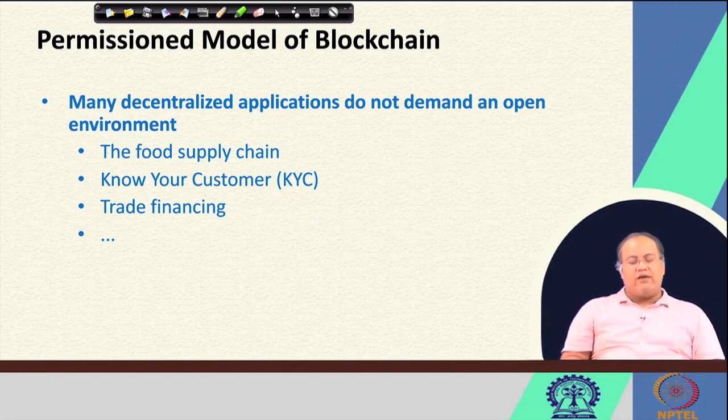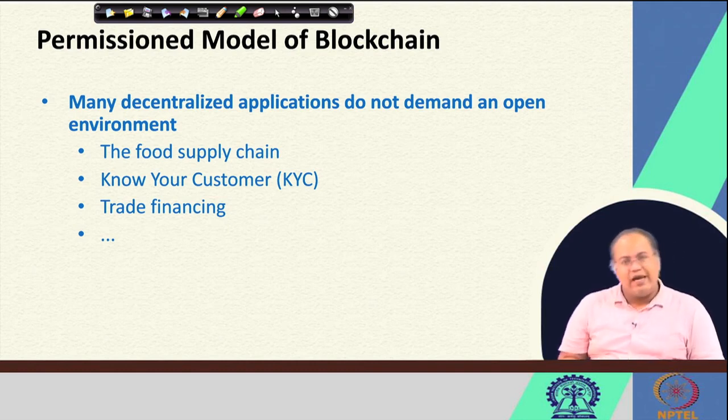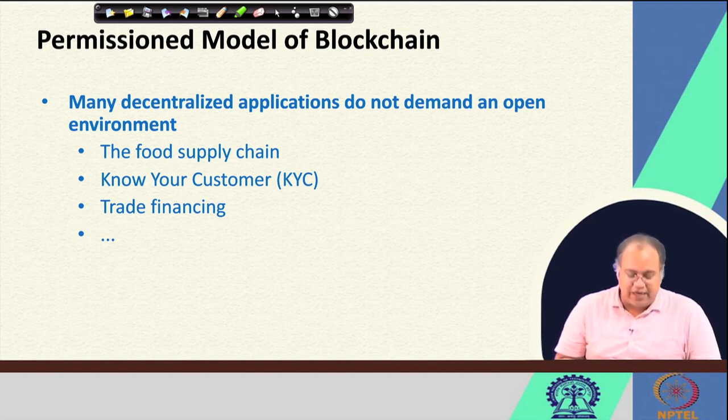Then trade financing. The banks support trade financing, and for doing trade financing you need a kind of network among the banks. Again, it is a limited set of entities, although it can be large. There can be many banks, but the number of banks is limited. So, many such decentralized applications do not demand an open network, and the number of participants in those networks is limited.